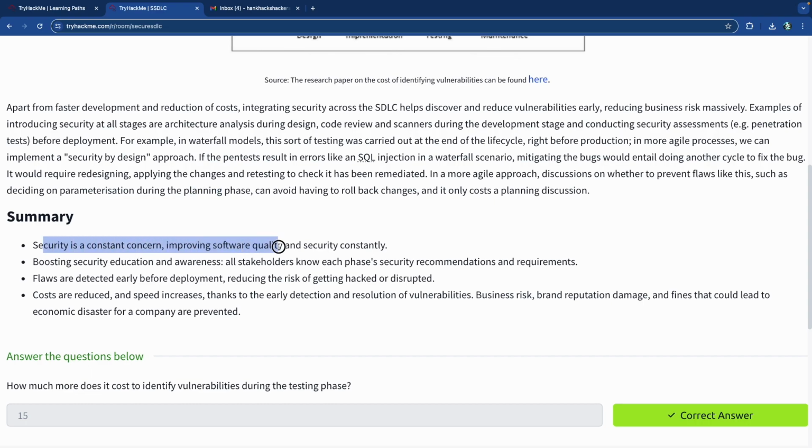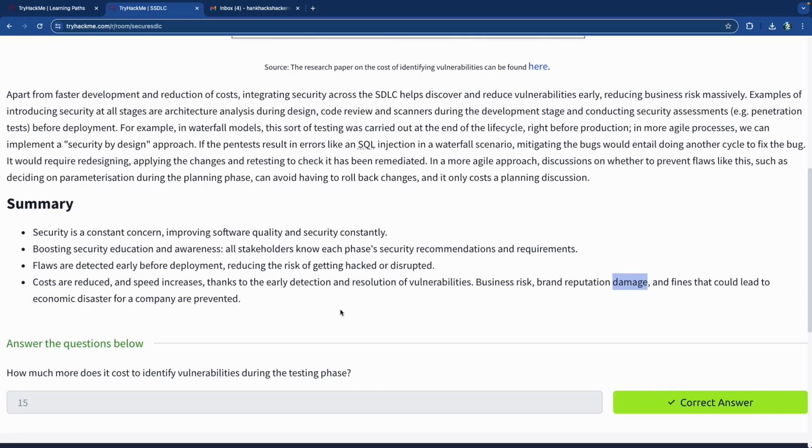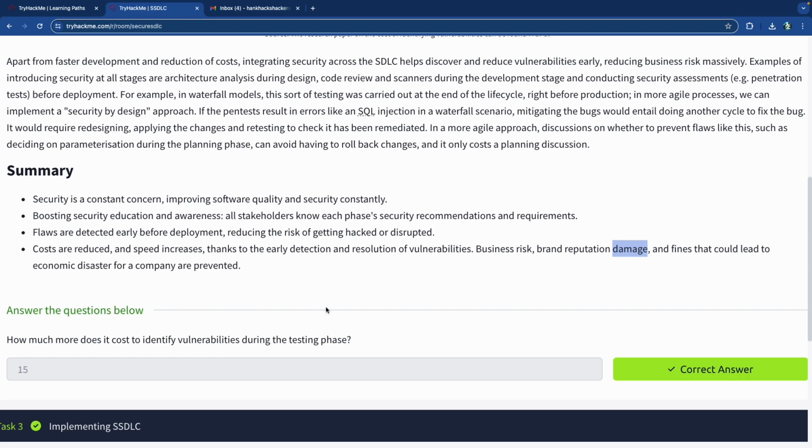So the summary is that it's a constant concern. Security is improving software quality and security constantly. Boosting education and awareness is important. Everybody needs to know each phase of the security recommendations and requirements. Flaws are detected early before deployment, reducing the risk. Costs are reduced and speed increases if there is early detection, right? So if there is early detection and resolution, then cost is reduced, speed increases, and business risk is reduced. Brand reputation is maintained and there is less damage to it, and fines and punishments and all these things could be prevented as a result.